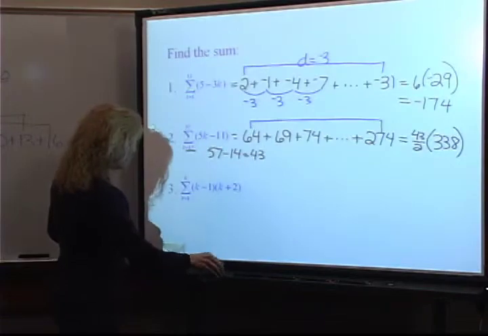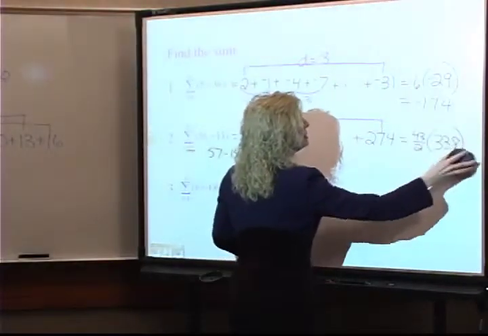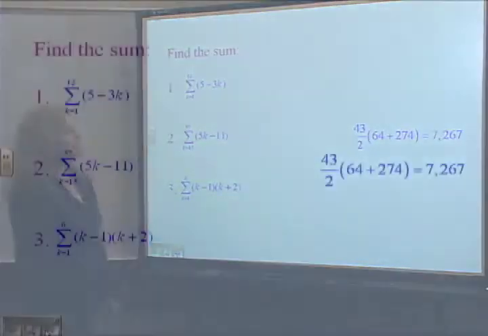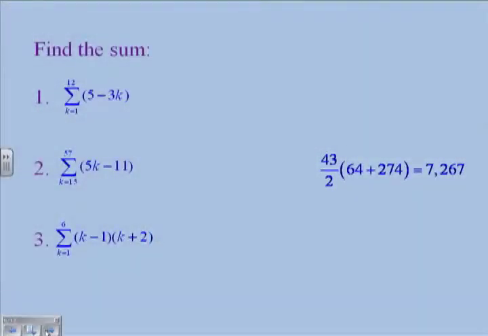I think my eraser has gone totally to sleep here. Okay. And the actual sum there is 7,267. So if you want to check your calculations, that's what you should get. Okay? Well, we got one more guy here to do.